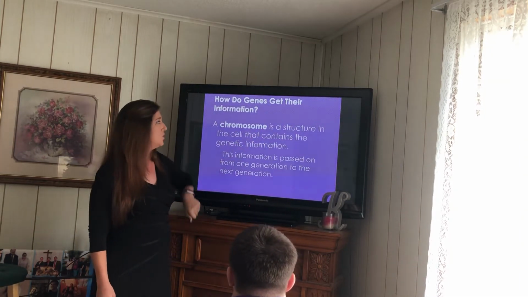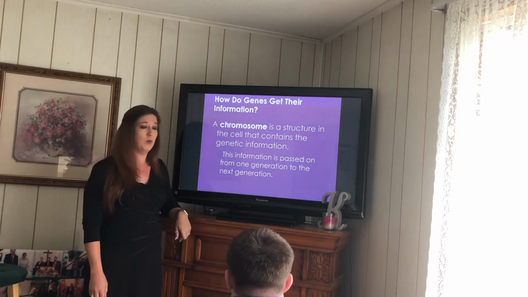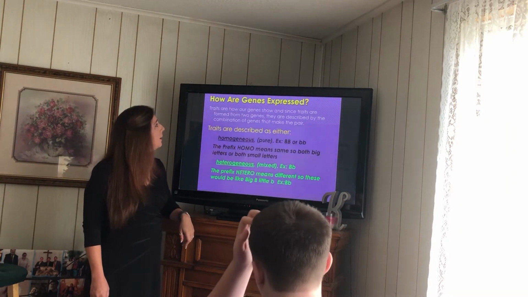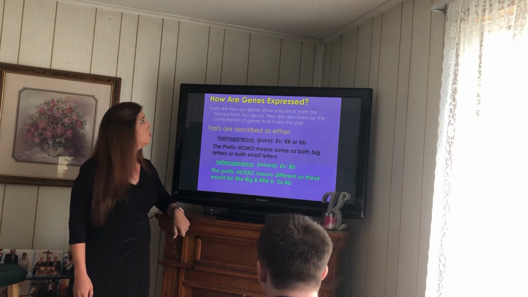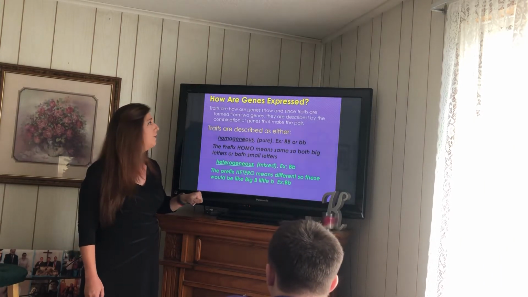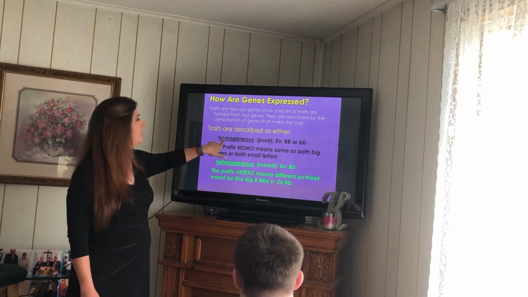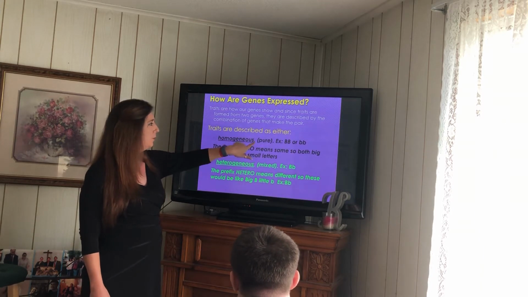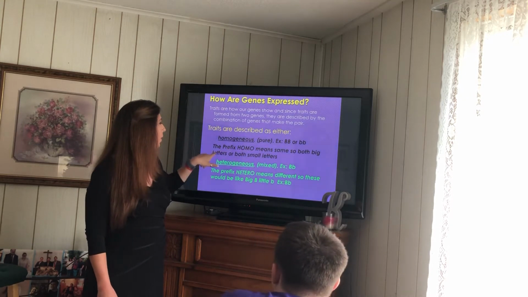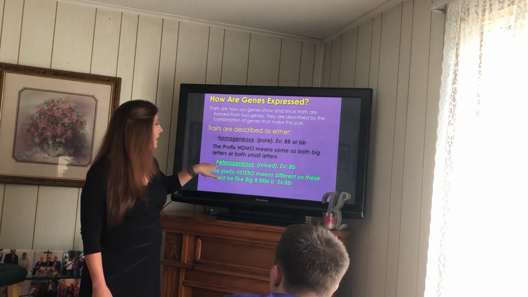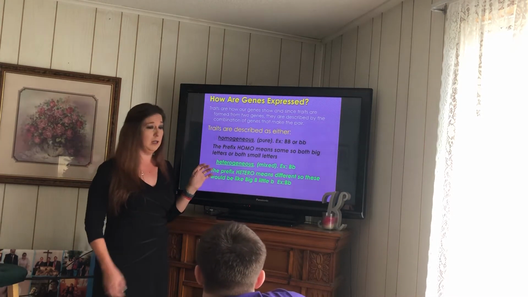How do genes get their information? A chromosome is a structure in the cell that contains the genetic information, and this information is passed on from one generation to the next generation. How are genes expressed? Traits are how our genes show, and since traits are formed from 2 genes, they are described by the combination of genes that make the pair. Traits are described as either homogeneous, where homo means same, or pure, so both big letters or both small letters. Heterogeneous, the prefix hetero means different, so these would be like a big B and a little b.